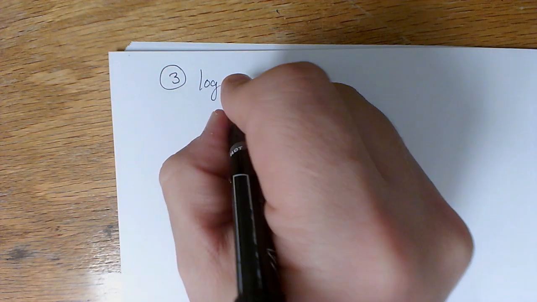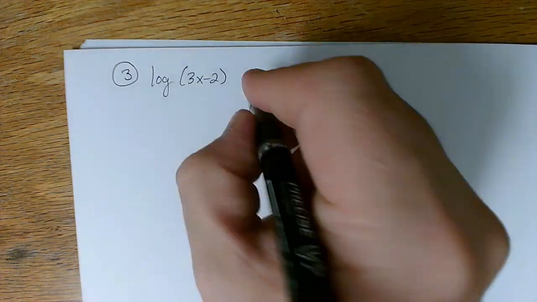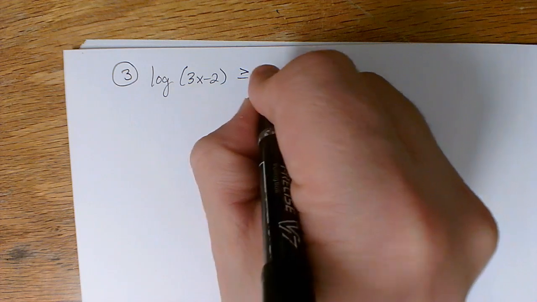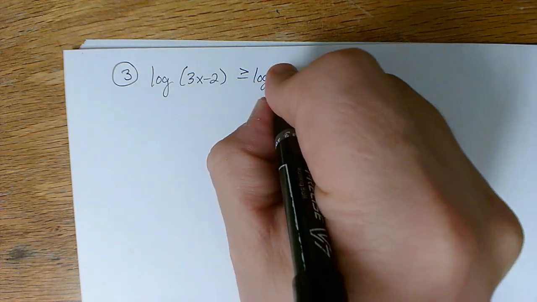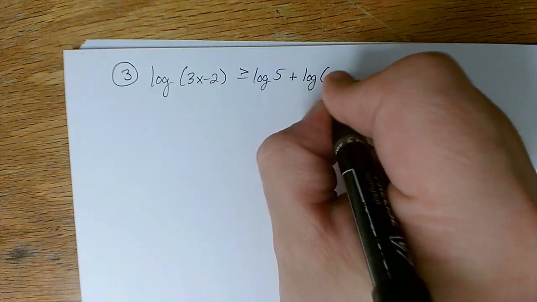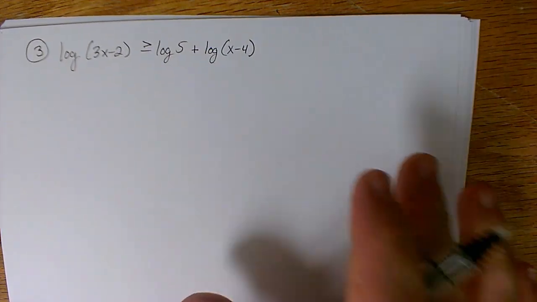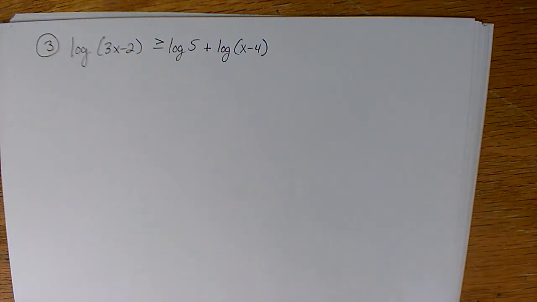Problem 3. Log of 3x minus 2 is greater than or equal to the log of 5 plus the log of x minus 4. We got a lot of logs going on in this problem.